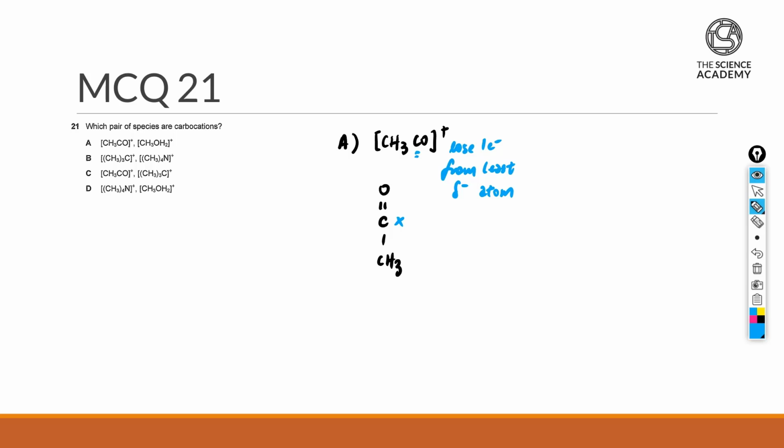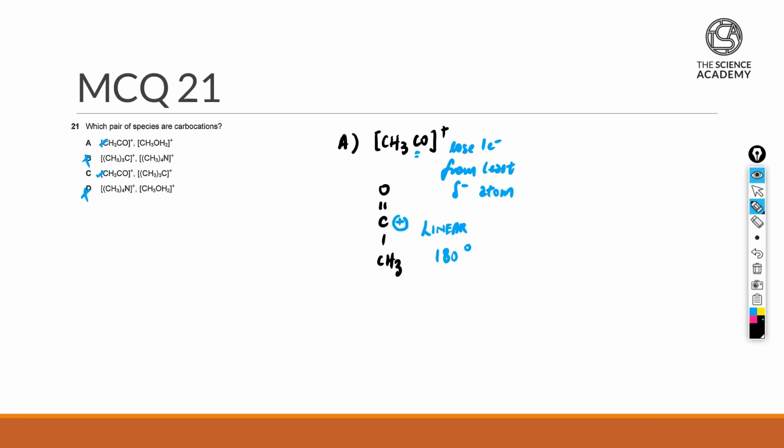So by losing it and forming a carbocation instead, this now has a linear configuration of 180 degrees. So any option with CH3CO+ is definitely a carbocation. I will have A as well as C for the consideration, but not for B and D.